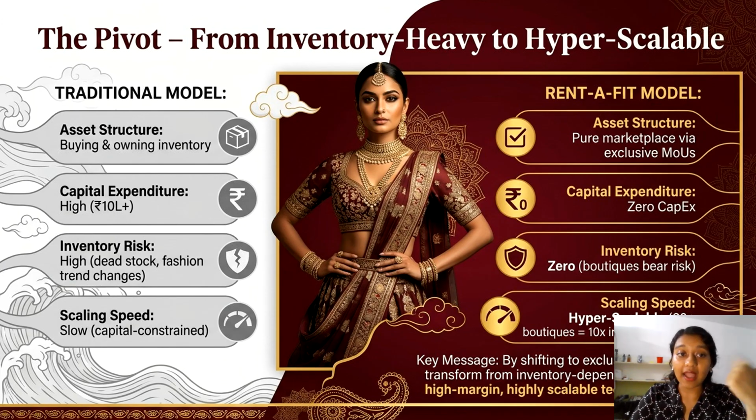So asset structure: buying and owning inventory is the problem, with high capital expenditure, high inventory, dead stock risk, and slow scaling speed. Whereas the Rent-A-Fit model is new because it is a pure marketplace with exclusive MOUs. We have zero capex and zero inventory risk, because the plan here was to be licensed with boutiques. That's why boutiques are bearing the risk, and anyway those clothes weren't really earning them income. So that's why they'll tie up with us. And scaling speed is hyper because we are a marketplace. The vision was to be the blanket of ethnic clothes.